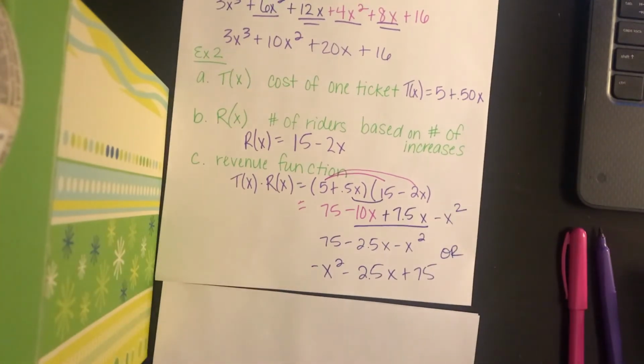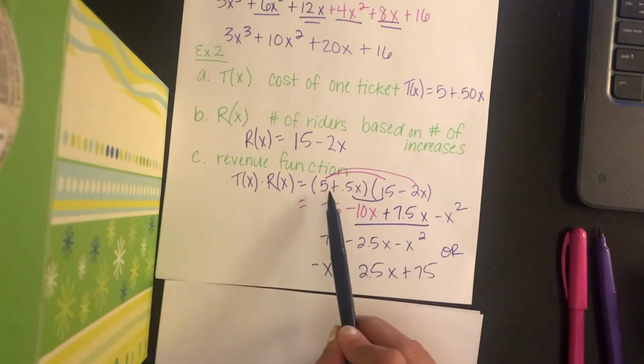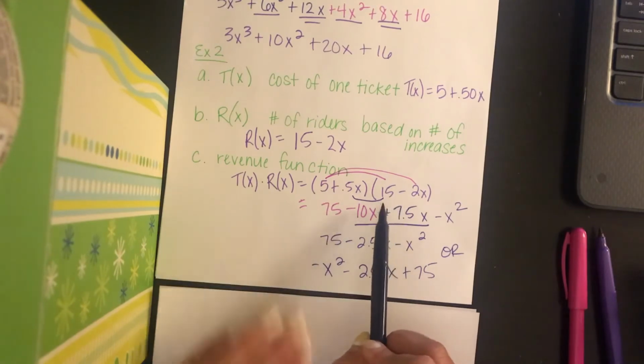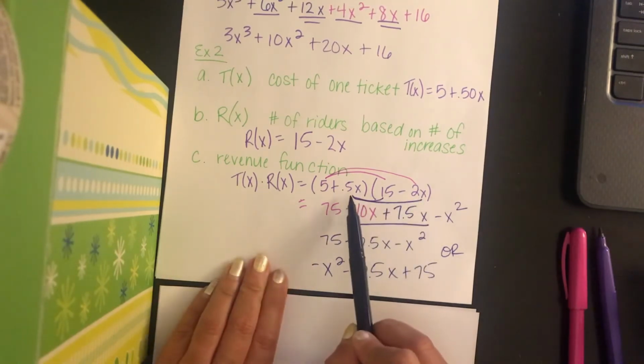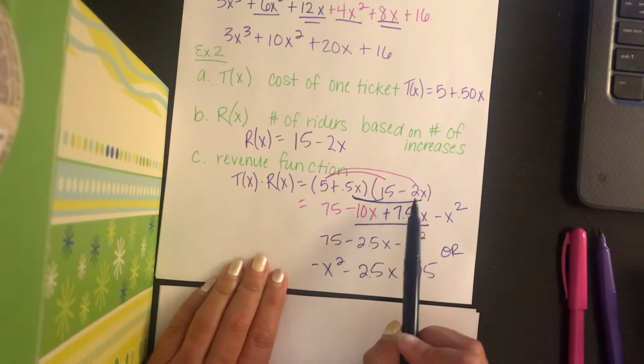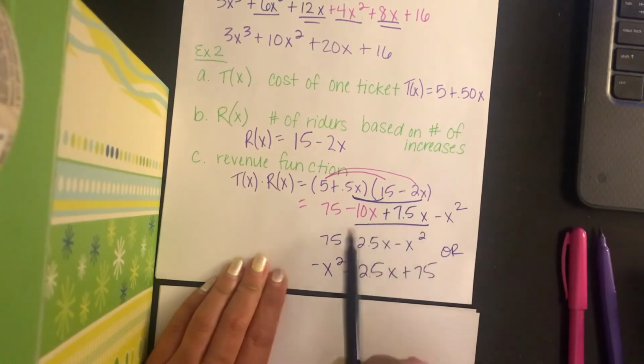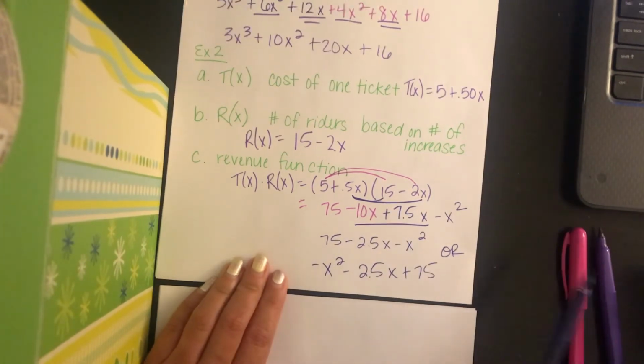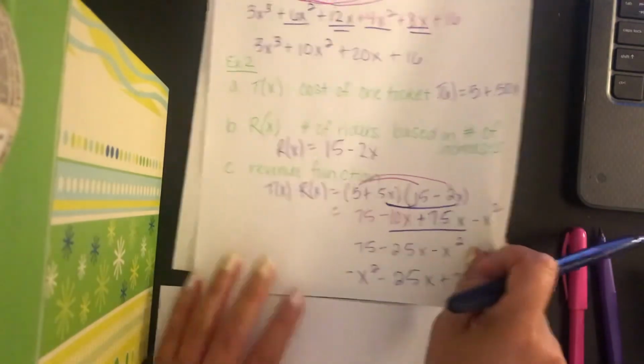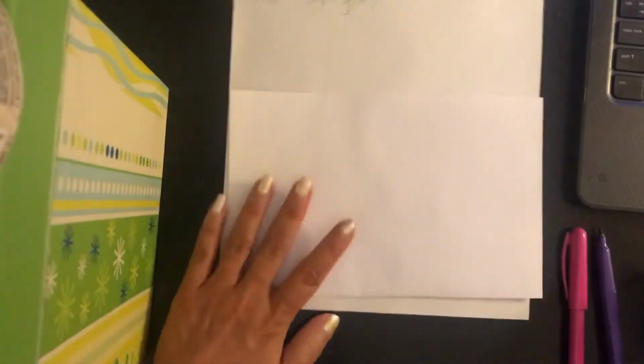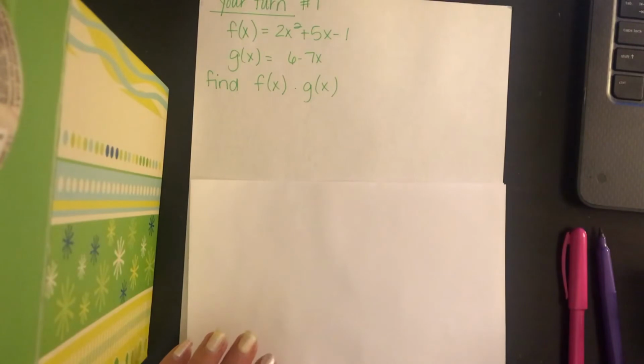Okay, so all we did was multiply. Again, taking the first term, multiplying it to everything in the second, and then that second term, multiplying it to everything in the second set. Combine like terms once we get to this next step. Okay, so then you're asked to do one on your own. You are given f of x and g of x, and you're asked to multiply that. Okay, go ahead and pause the video and do that now.